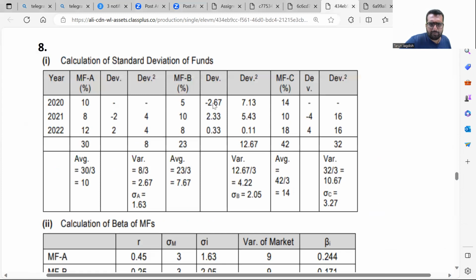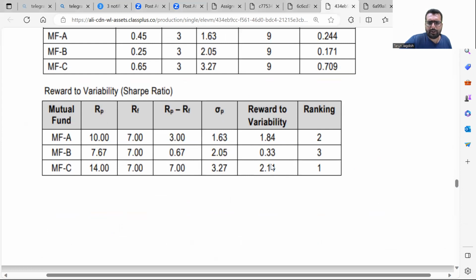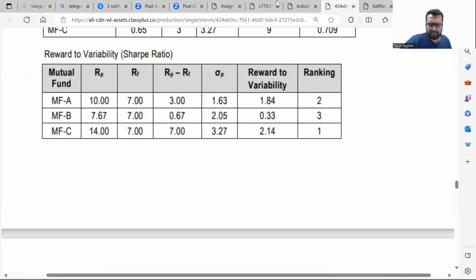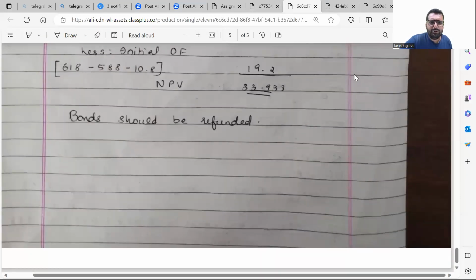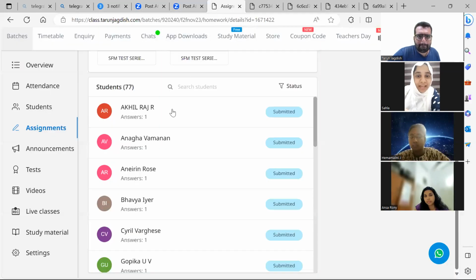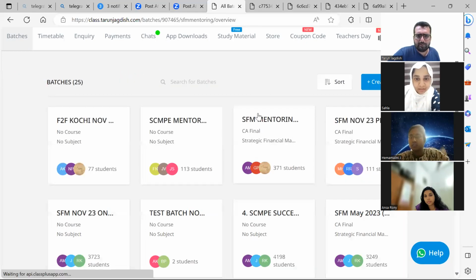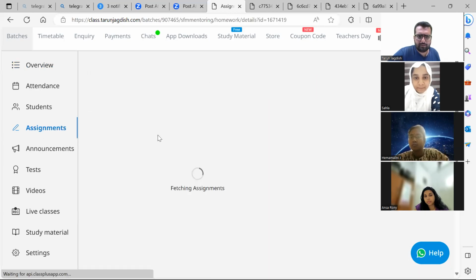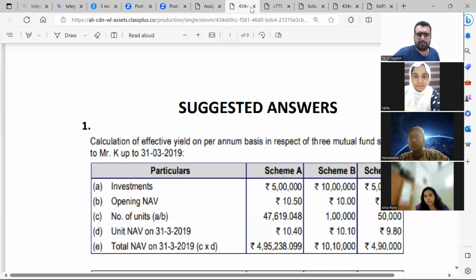Let me check the answer. RP minus RF divided by standard deviation. Sharpe ratio, they have given ranking over here. And Treynor's ratio also, they have given ranking over here. Let's check these 2. Sahala, you didn't do that answer only. I have done that, sir. Maybe next part 2, is it? Okay, 1 minute.